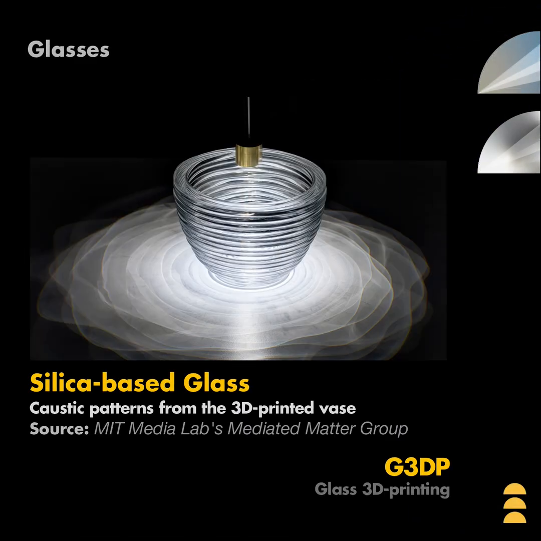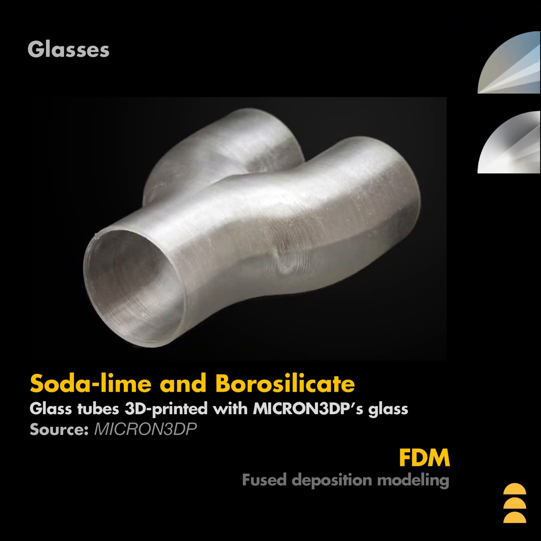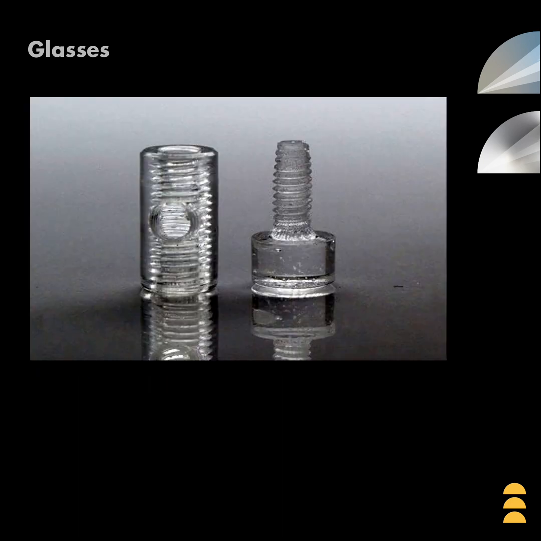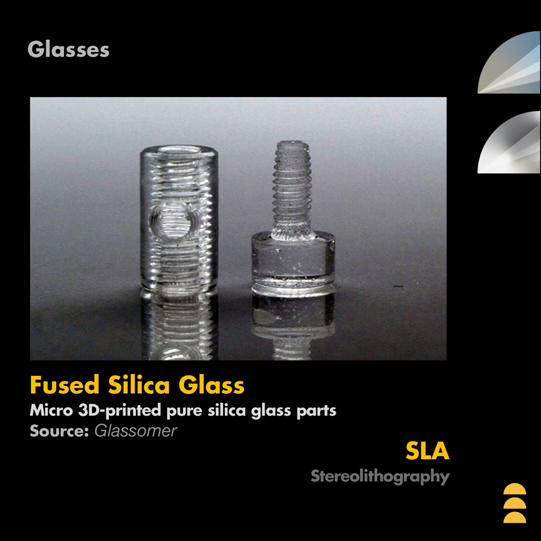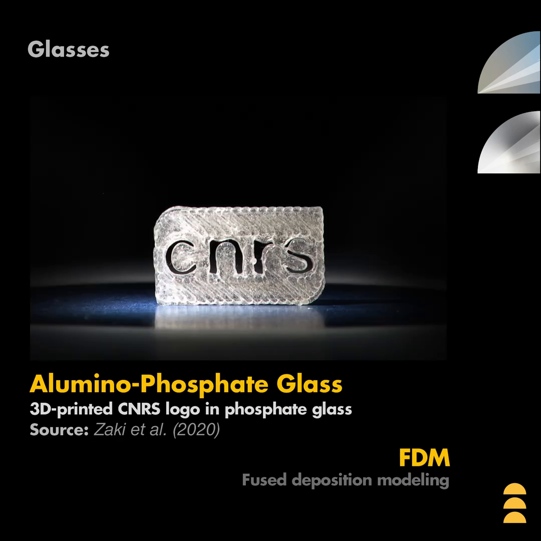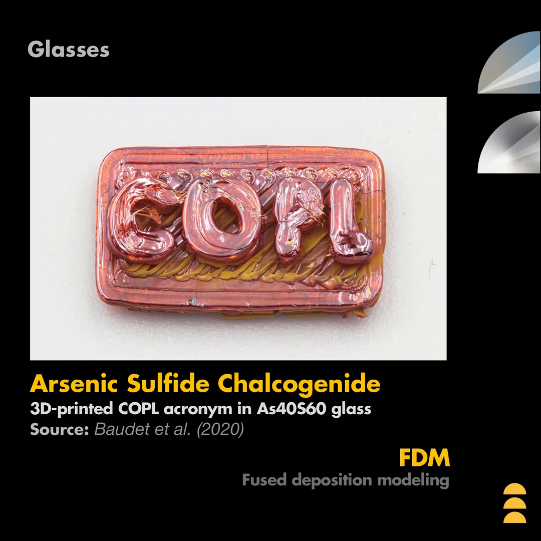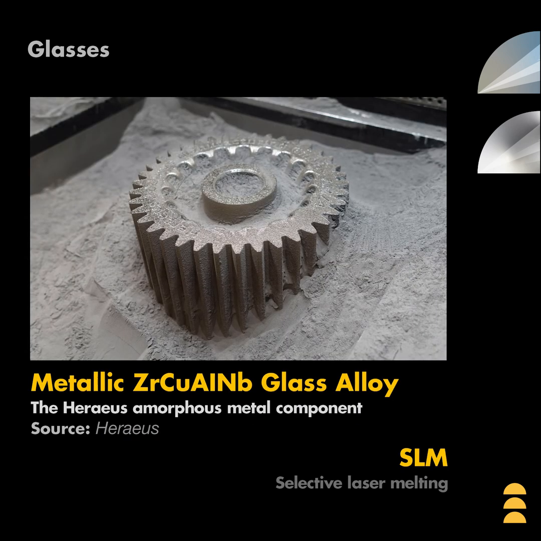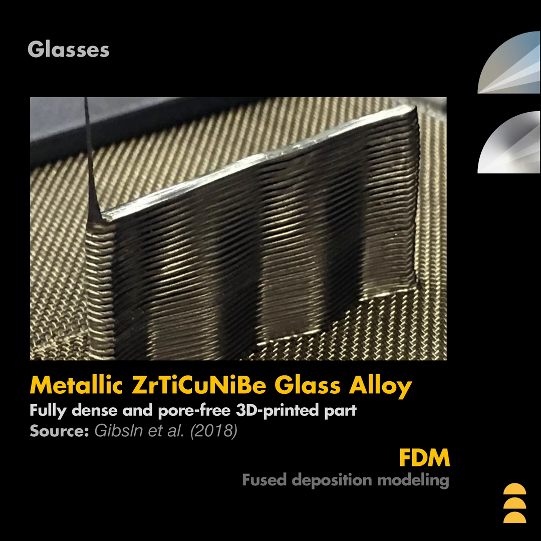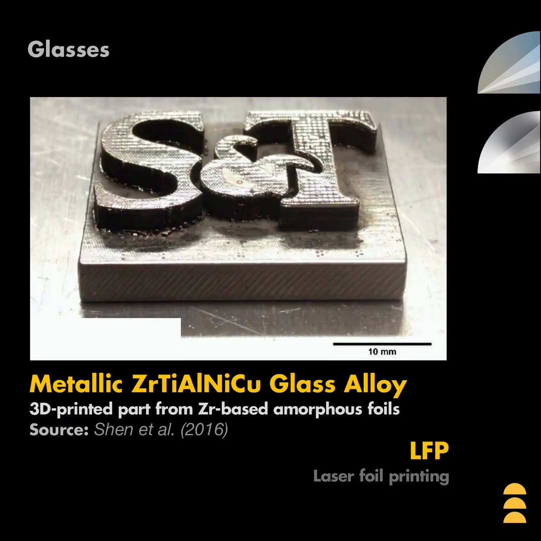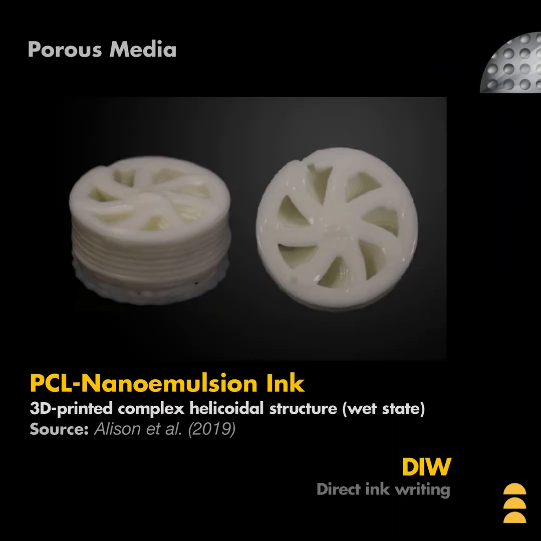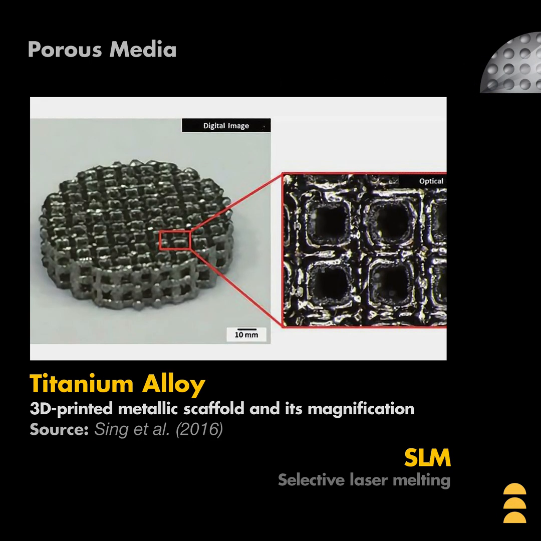Silica-based glass. Soda lime and borosilicate. Borophosphosilicate. Fused silica glass. Aluminophosphate glass. Arsenic sulfide chalcogenide. Metallic glass alloy. PCL nano emulsion ink. Titanium alloy.